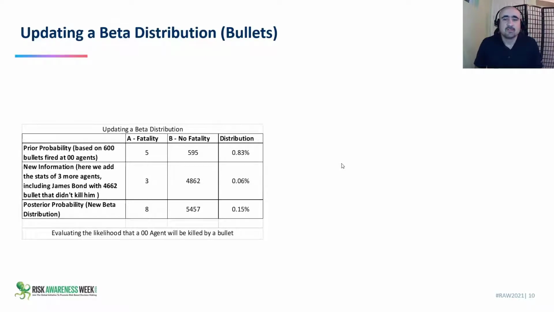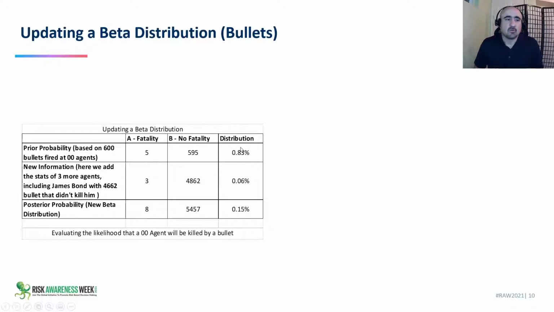And the beta distribution is very useful when you don't have a lot of information and you want to see what is the range that my binomial distribution can have. So is it between 60 and 80% chance of having a head on a rigged coin, for example. So basically, I'm going to start with my prior probability. This is what I had before. So over 600 cases, in this case, I had 5 fatalities of 00 agents and 595 non-fatalities following being shot by the 00 agent. So those are the two parameters I'm putting in my beta distribution.